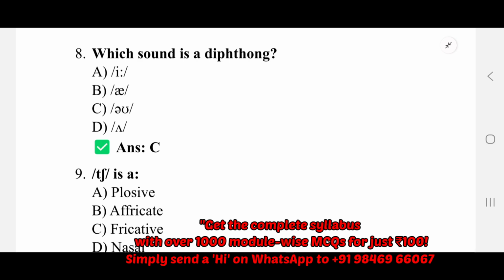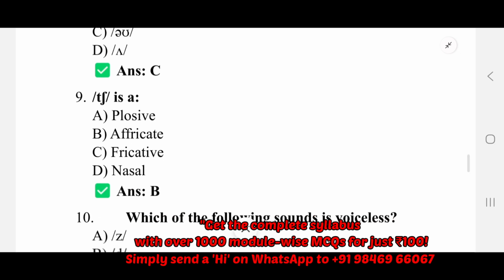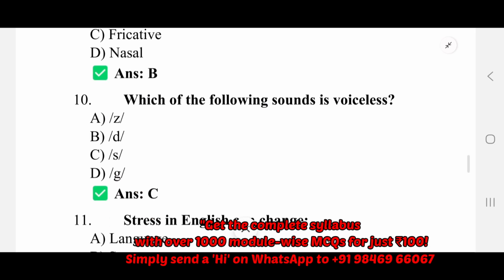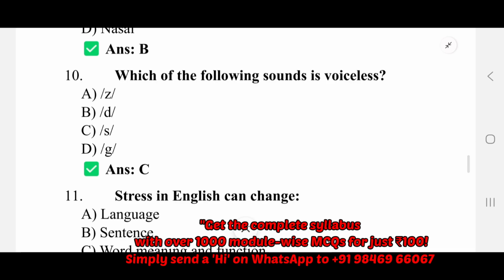Option C is the right answer. ch is a plosive, affricate, fricative, nasal. ch, affricate. Answer option B. Which of the following sound is voiceless?